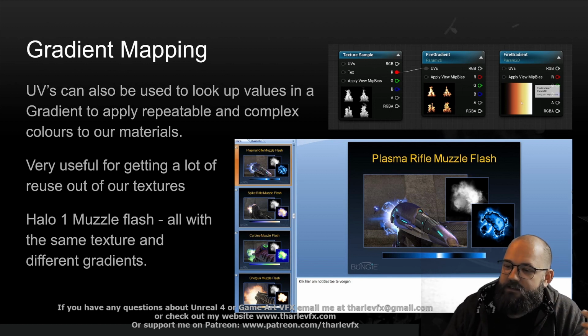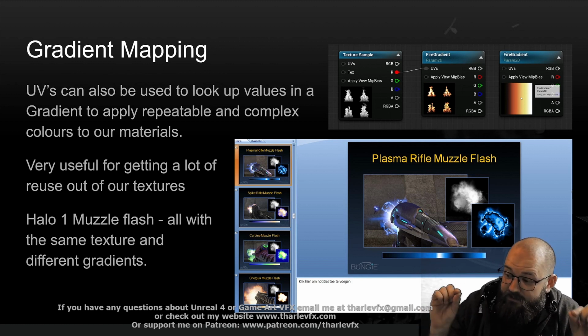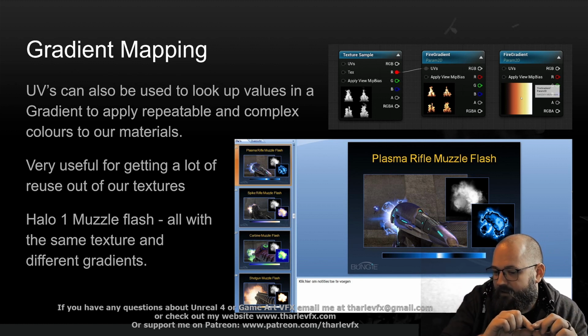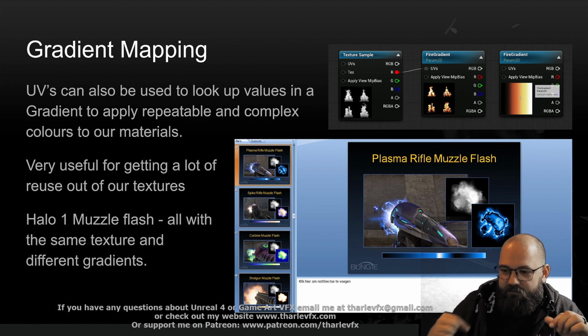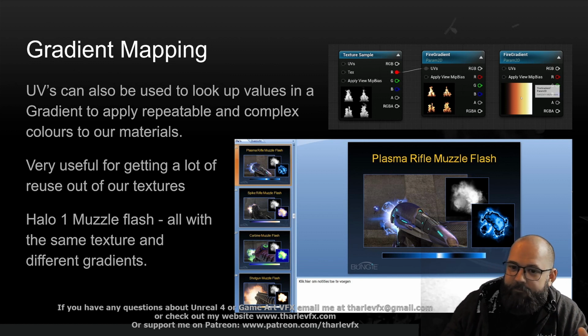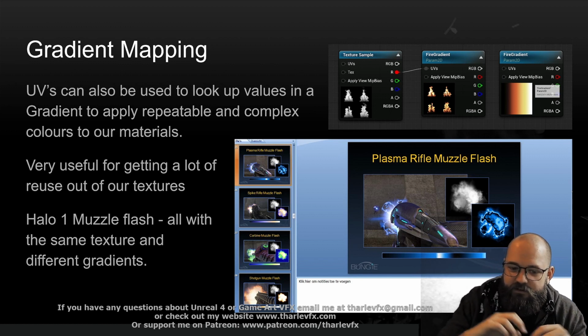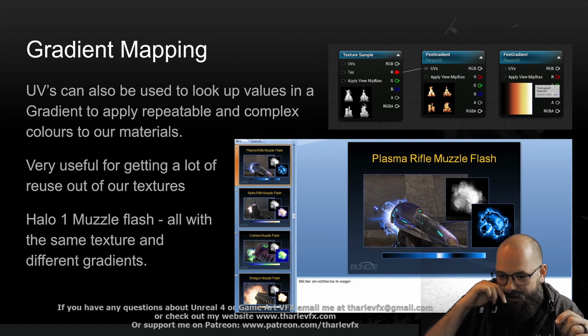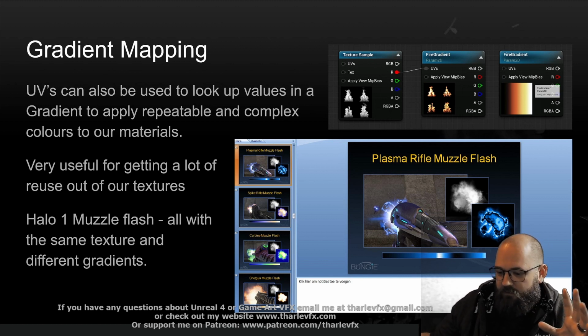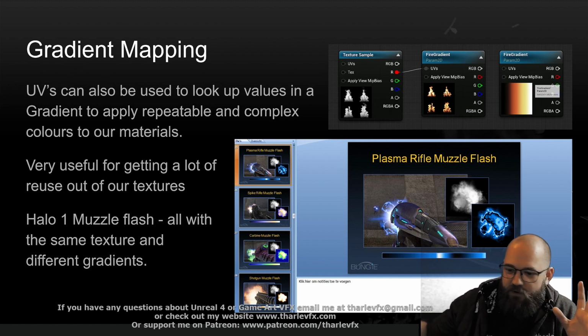There are some huge advantages to this. The gradient itself doesn't need to be very, very big, so you can store lots and lots of gradients very cheaply. And because we're using a black and white texture, we can use a slightly higher compression ratio, so you can up the quality of your texture. The overall result is better quality, more flexible, more usable, and less memory, which is great.